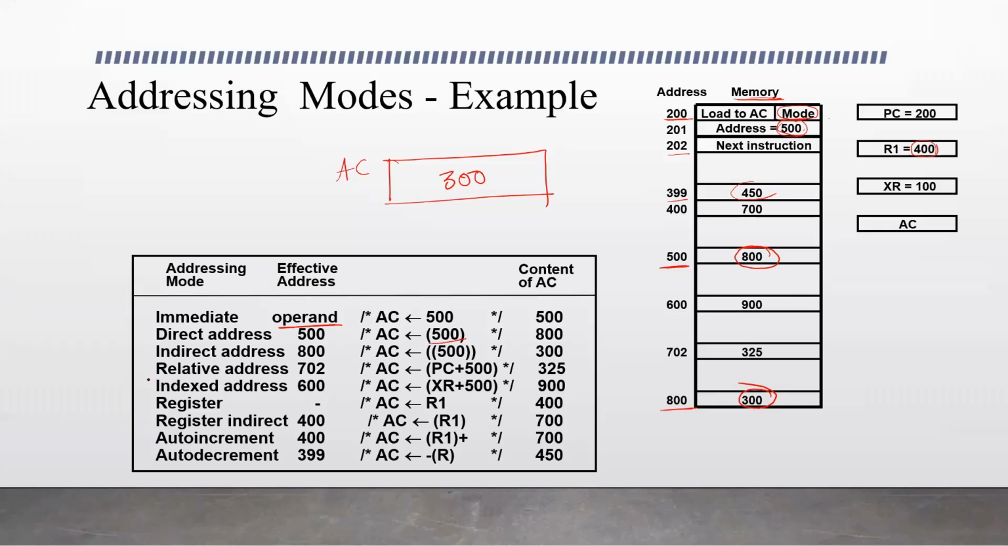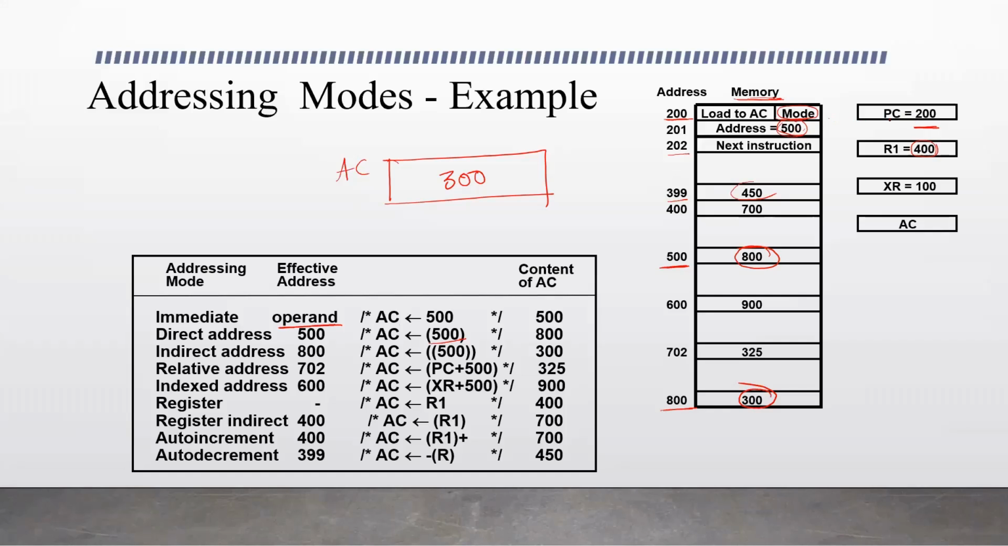And the next one given here is relative address. How do we find the effective address in the relative addressing mode? We add the content of the address field given in the instruction to the content of PC. What is PC here? Program counter is 200. And the address given in the instruction is 500. So it is 500 plus 200.